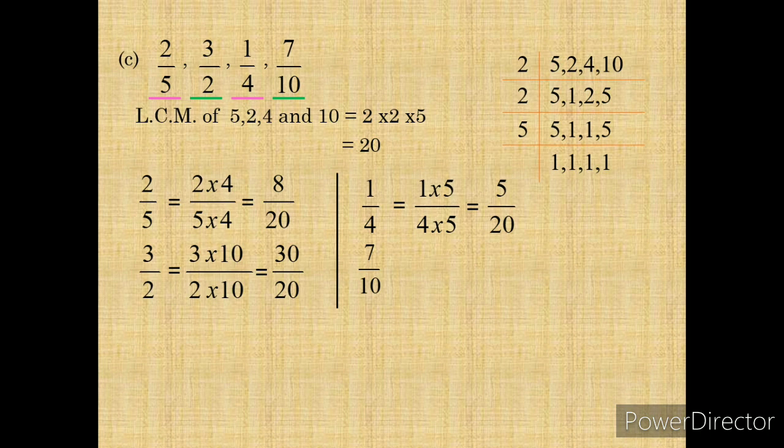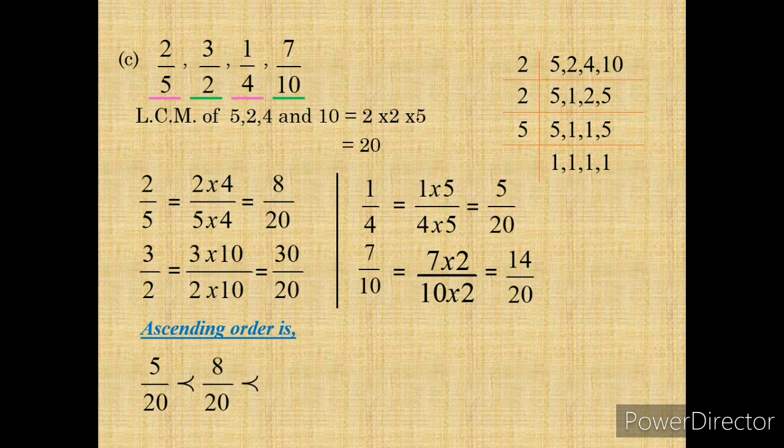10 into 2 will give me 20. So I will multiply 7 also by 2. So my fraction comes out to be 14/20. असेंडिंग ऑर्डर में अरेंज करना है. सबसे छोटा नंबर 5/20, देन 8/20. वेरी नाइस. उसके बाद क्या आएगा? 14/20 एंड द लास्ट वुड बी 30/20.